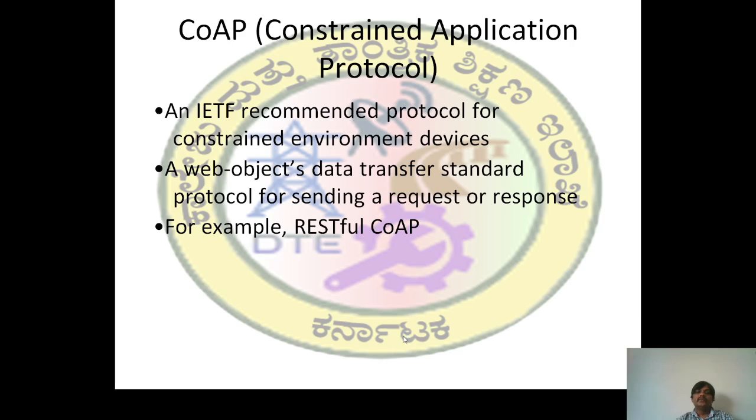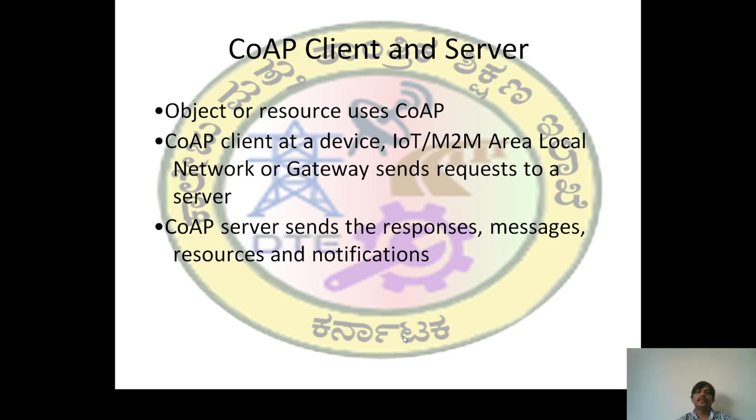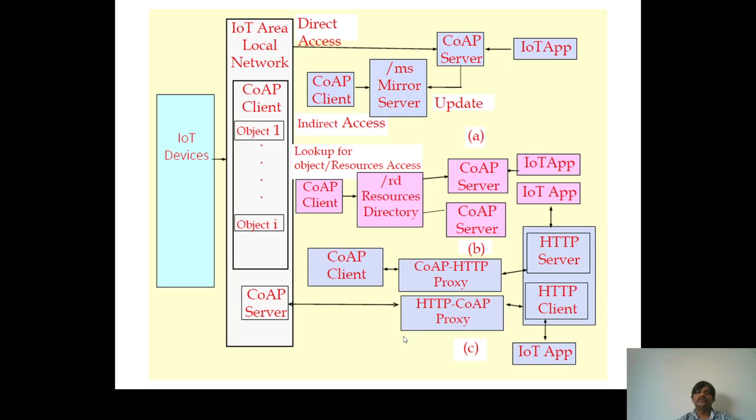An IETF recommended protocol for constrained environment devices, CoAP, is a web objects data transfer standard protocol for sending a request or response, for example, RESTful CoAP. An object or resource uses CoAP. A CoAP client at a device, IoT or M2M area local network or gateway, sends a request to a server. The CoAP server sends the responses, messages, resources, and notifications.